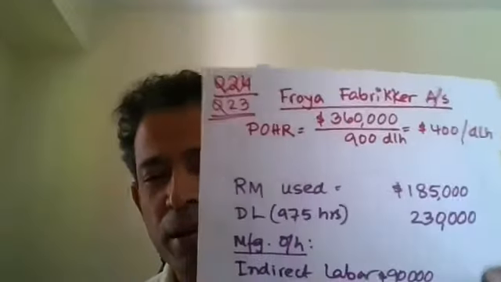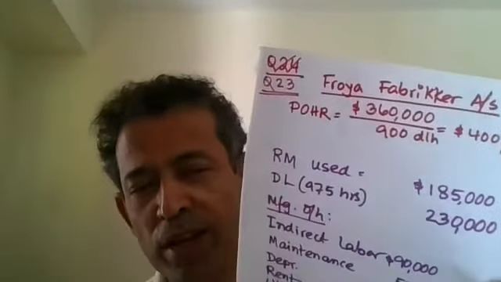In problem number 23, we have this company, Frøya Fabrikker AS, a company from Bergen, Norway. You can see this is the company, Frøya Fabrikker. All right, so it's about their accounting problems.